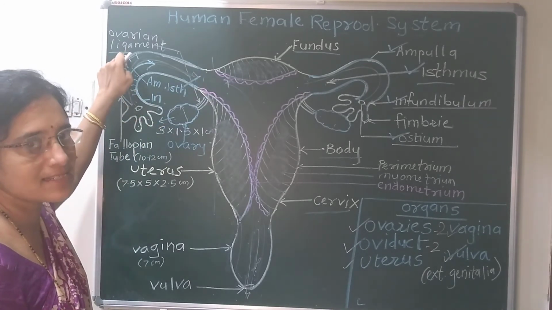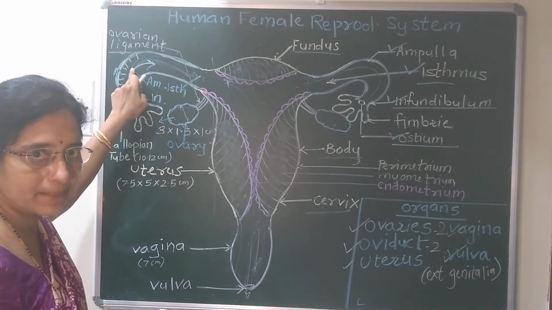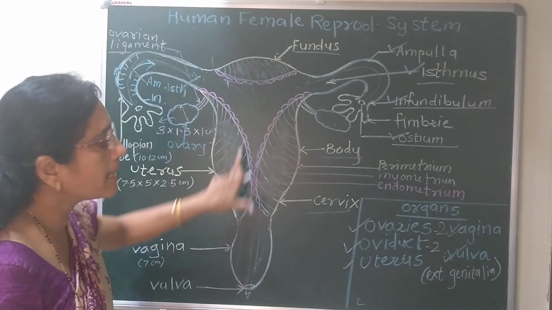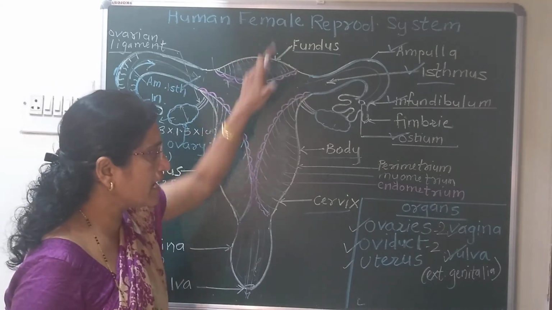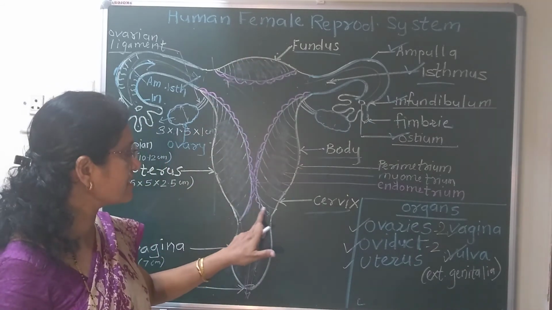Here the fertilization takes place. It has ciliated epithelium. The middle part is the uterus, which consists of 3 regions: fundus, body and cervix. So the cervix is the end part.